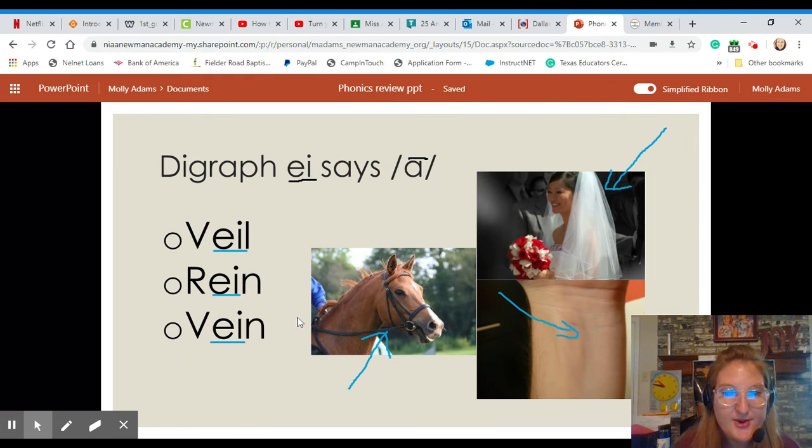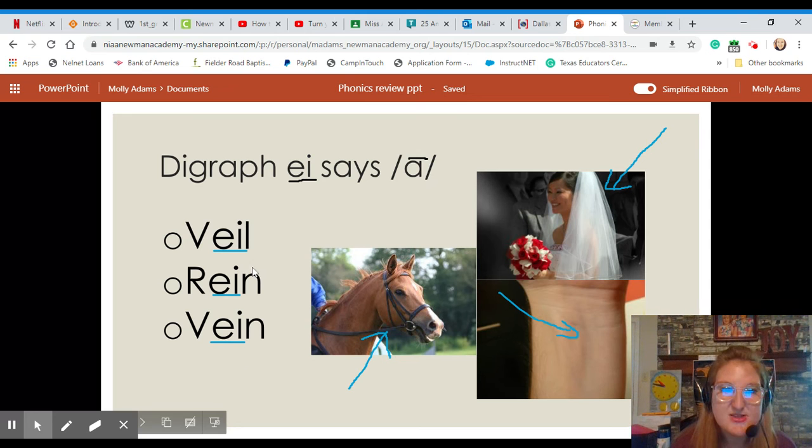Now the next word, vein. Vein. If you look at this picture on your wrist or look at your wrist, you have lots of veins in your body that help circulate the blood in your body and connect to your heart. And so if I'm talking about one vein though, I don't need a suffix s because I'm only talking about one.